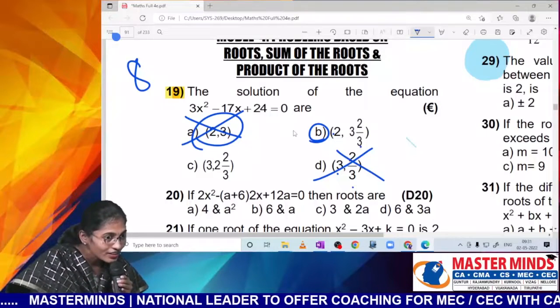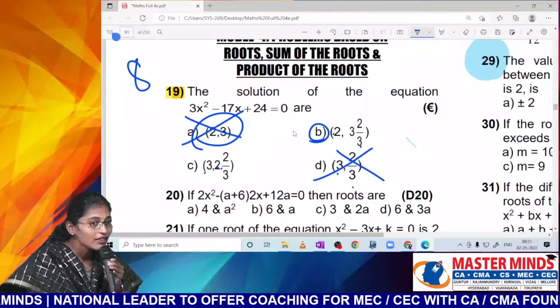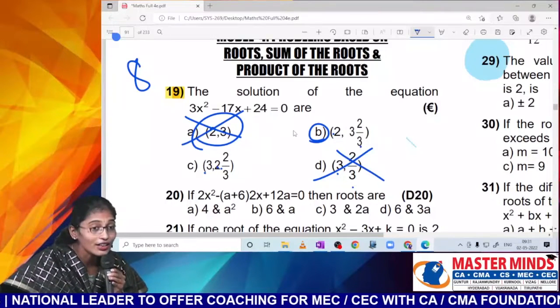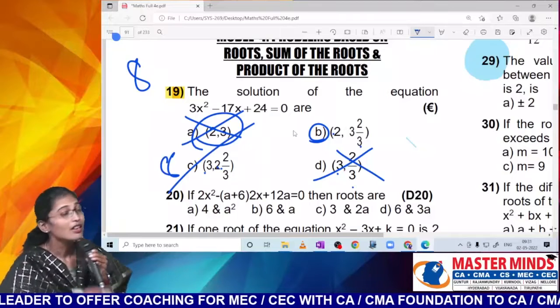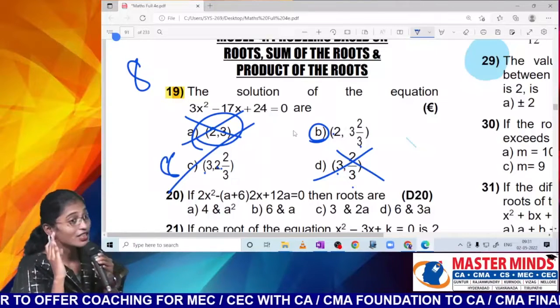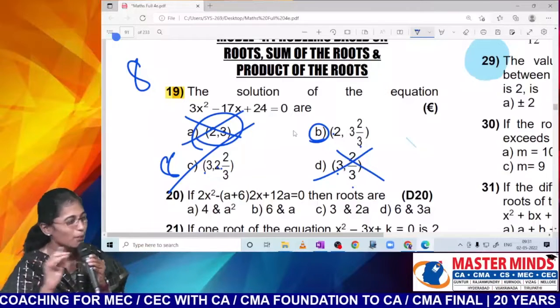Sure, Nana? Is it 8 by 3? And this one? What is 8 by 3 into 3? And you got the product of roots as 8 for option C only, right? These kinds of elimination techniques are what I want from you. So don't go through blind substitutions or blind calculations.